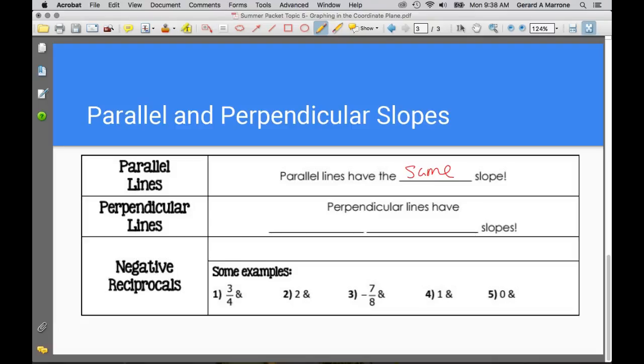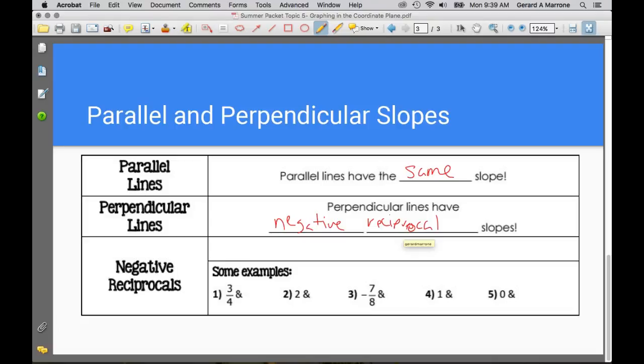Where perpendicular lines have to have what is called negative reciprocal slopes, which is a big flowery word. Negative reciprocal slopes. And that is explaining that when you get a fraction, you take it and you flip the numerator and denominator, and then you take the sign and flip it. If it was negative, it becomes positive. If it was positive, it becomes negative.